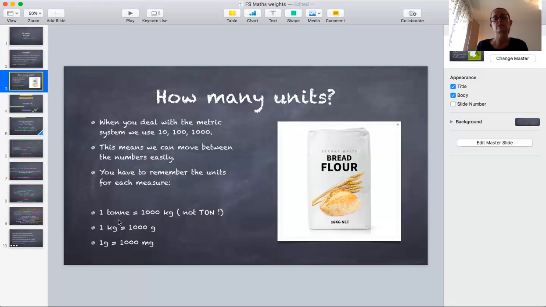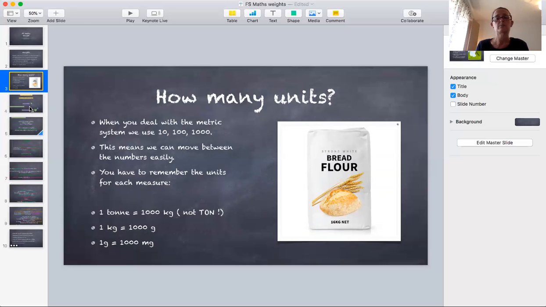1 ton. Please note this is a metric ton, yeah? Not the other ton, okay? So we call it a metric ton. So 1 ton equals 1,000 kilograms. 1 kilogram equals 1,000 grams. And 1 gram equals 1,000 milligrams. So as you can see, the number that is being used all the time here is 1,000. Now, grams and kilograms will be used mostly for all of the things that we use every day for food, crisps, biscuits, flour, bread, anything that we buy from the supermarket.